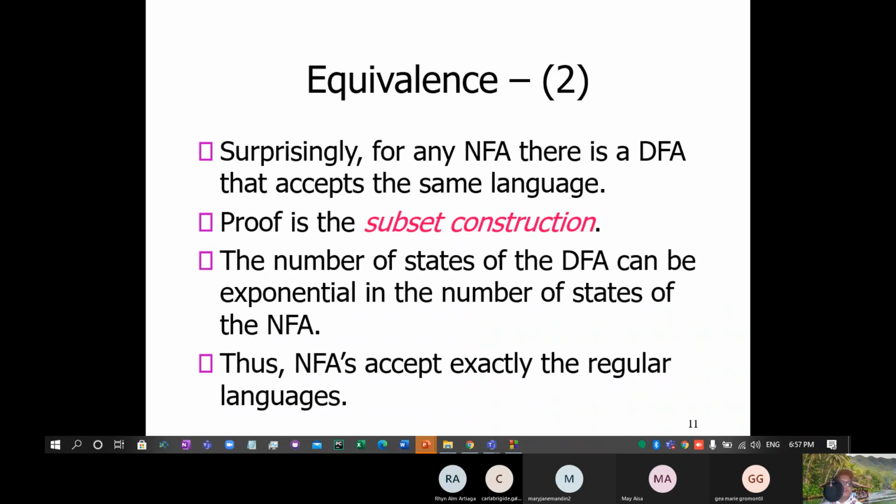So surprisingly, for any NFA, there is a DFA that accepts the same language. Amo to ang gipasabot. For any NFA, pwede nimo mahimong DFA, pero naay possibility nga mutaas. Okay, so proof is the subset construction. The number of states of the DFA can be exponential in the number of states of the NFA.